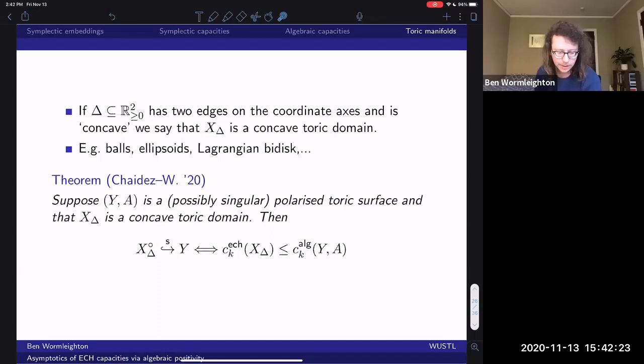Let me maybe say that the main ingredients in this are the previous results of mine and of Julian and I, tied with a really nice result of Dan Cristofaro-Gardiner, characterizing when concave toric domains can be embedded into convex ones, which is completely controlled, just as in the case of ellipsoids, by the ECH capacities.